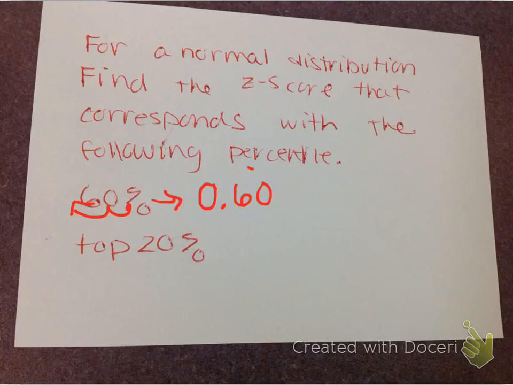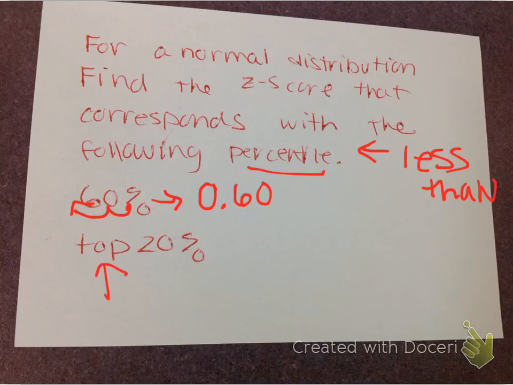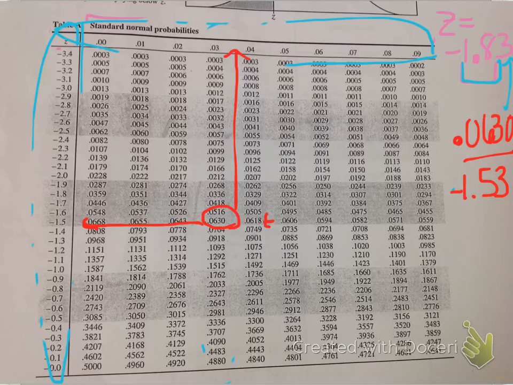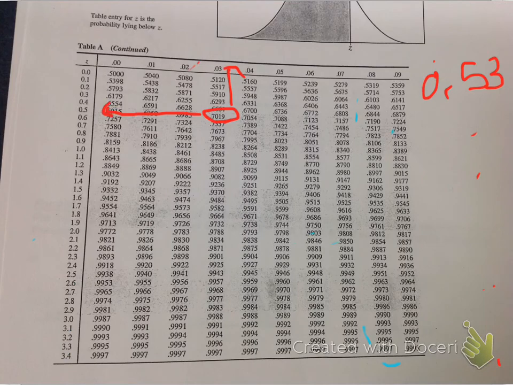When you see percentile, it's always less than, unless they say top 20%. So I'm just going to my table. And now the issue here is 60% is not going to be there exactly. So you have to find the closest one to 60%. So I see 0.5987 and 0.6026. And 0.5987 is closer to 0.60 than 0.6026. So I'm going to find that z-score, which is z is equal to 0.25.